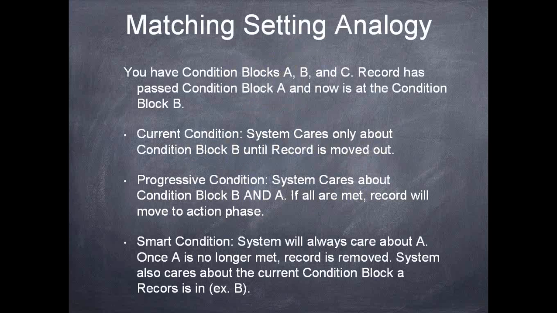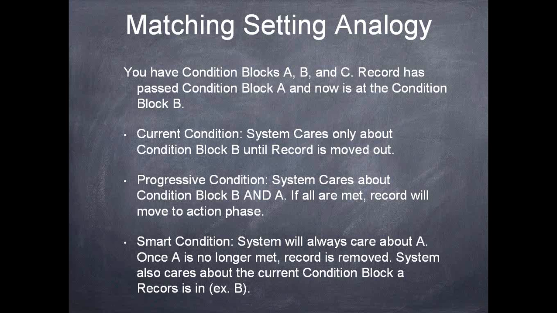Once they get to condition block C, now the system cares about A, B, and C. Finally, you have your smart campaigns. Smart conditions will be the massive bulk of your workflows. With smart campaigns, the system continuously checks to ensure that records are meeting the criteria for condition block A. So, once again, we have a record that's in condition block B. With a smart campaign, the system cares about the current condition that they are in, for this example, B, but the system will always care about condition block A.